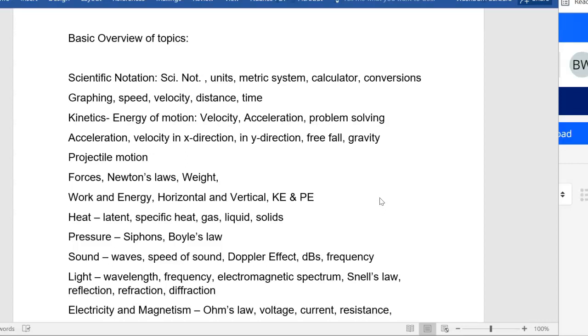We're going to learn about acceleration and velocity in the y direction. We'll learn about gravity and free fall. And then we're going to basically chuck things across the room. That's called projectile motion in the lab.